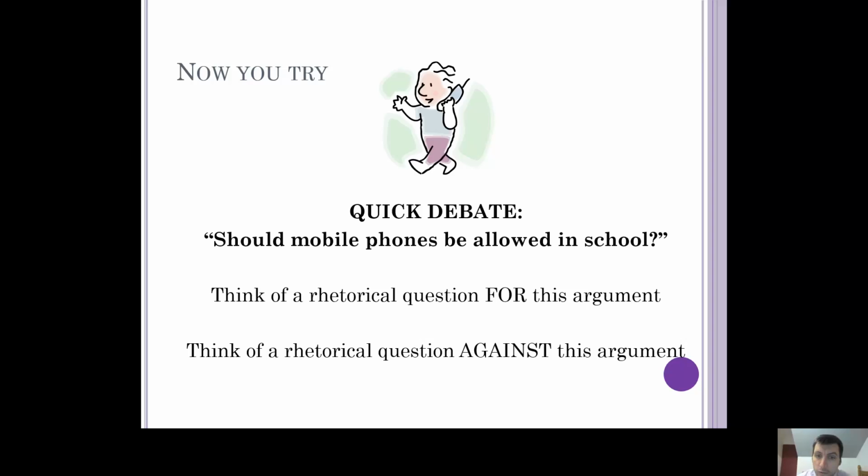So, for example, one in favour would be, do you want us to get lost on the way home and have no way of phoning our parents? Or, as an against example, do you think it's a good idea for children to walk around with things which are worth hundreds of pounds? So both of those are examples where I'm making a point, although I'm presenting it as a question.